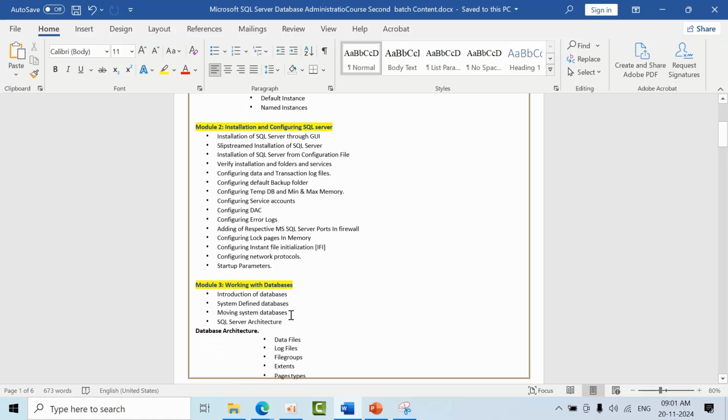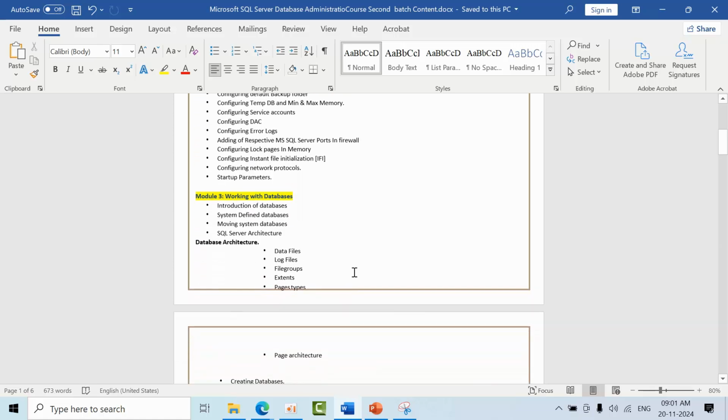Now in module 3, we are going to work with databases: how we need to create the databases, what kind of databases, how we need to move from one drive to another drive.